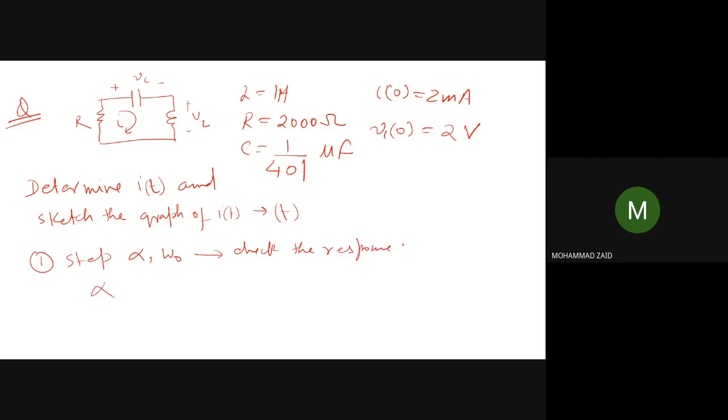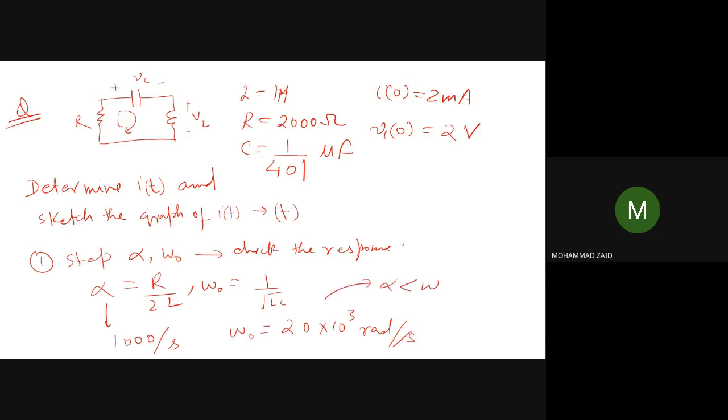So alpha, because it is a series RLC circuit, will be equal to R by 2L. Omega naught will be equal to 1 over under root LC. So alpha for this circuit has come out to be 1000 per second, and omega naught has come out to be equal to 20 into 10 to the power 3 radian per second. So it is easily decided that alpha is less than omega naught, hence the circuit is underdamped. Okay, so in step one we have decided that the circuit is underdamped.